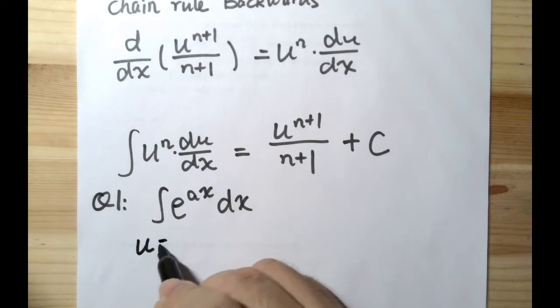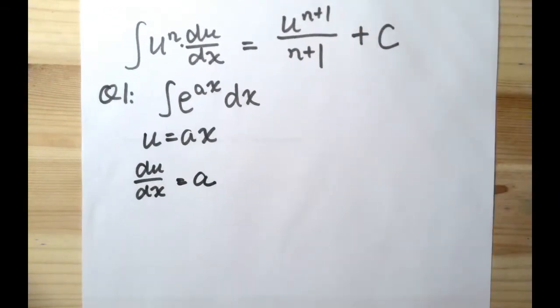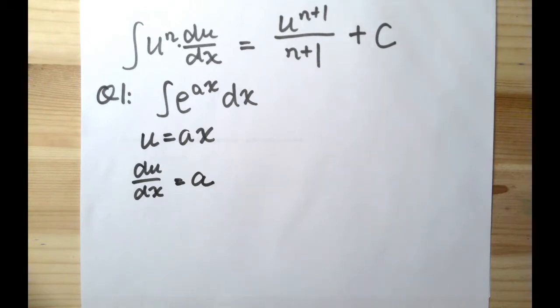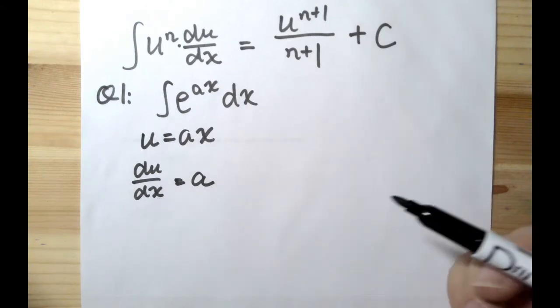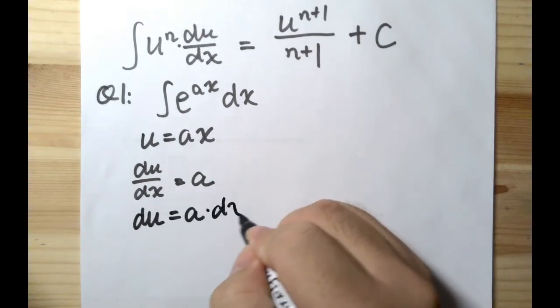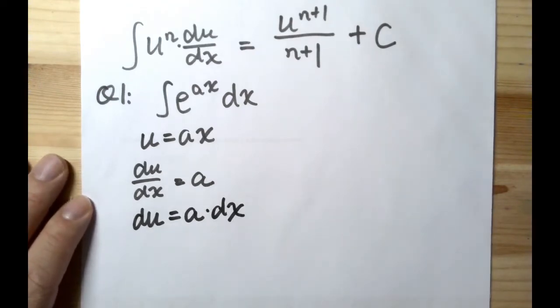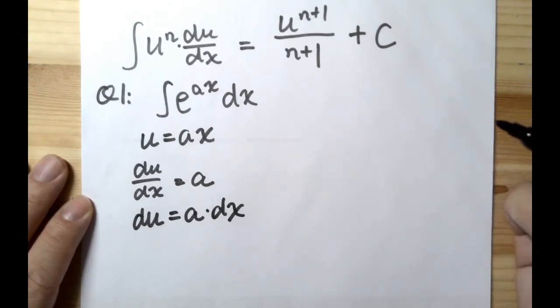So set u equals ax, and when you take the derivative of u with respect to x, you have du dx equals a. We learned a definition of differential in calculus 1. So to build a relationship between du and dx, you can think about it as du and dx both being differentials. So very straightforward, you can get that du equals a times dx. So now we have u equals ax and du equals a times dx, and we can start to do our substitution.